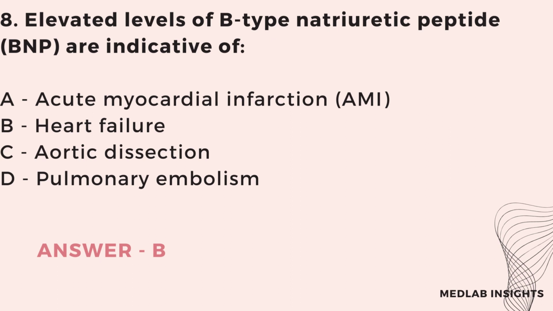B-type natriuretic peptide is a biomarker released by the heart in response to increased pressure and stretching of the heart muscle, which are common features of heart failure. Monitoring BNP levels helps in diagnosing heart failure, assessing its severity, guiding treatment, and predicting outcomes. It plays a crucial role in the management of heart failure patients.